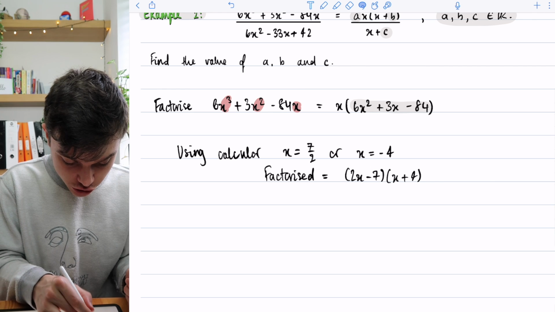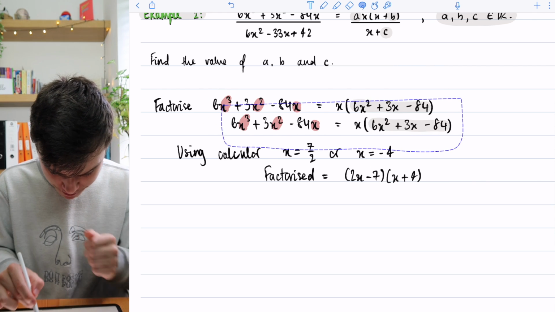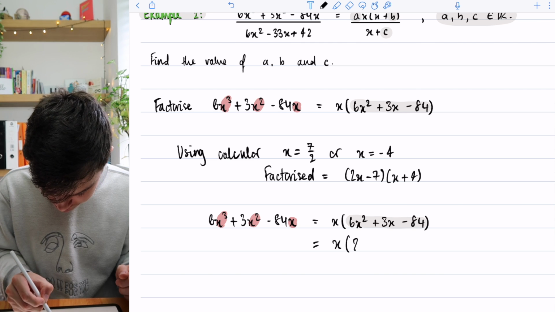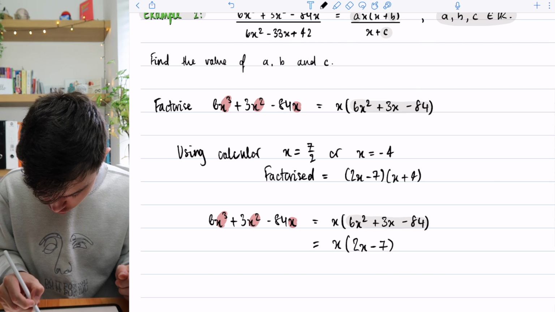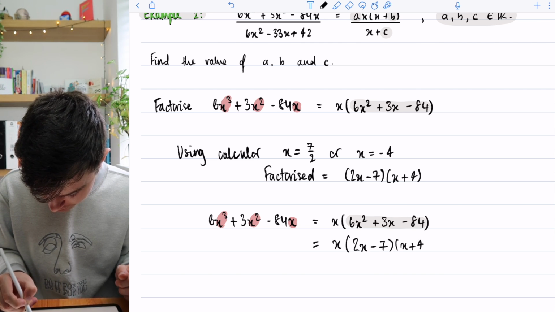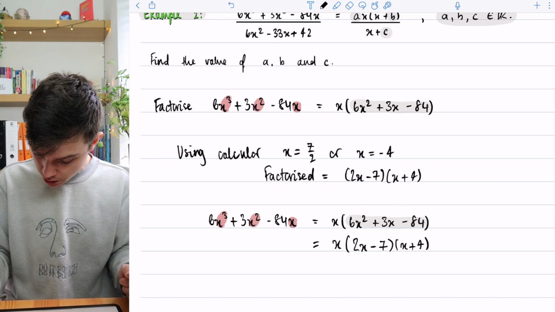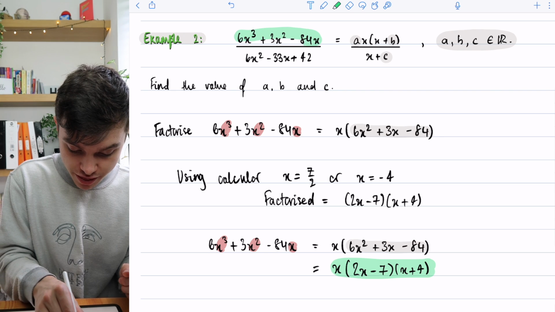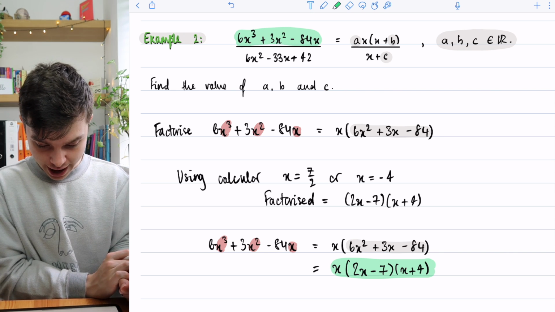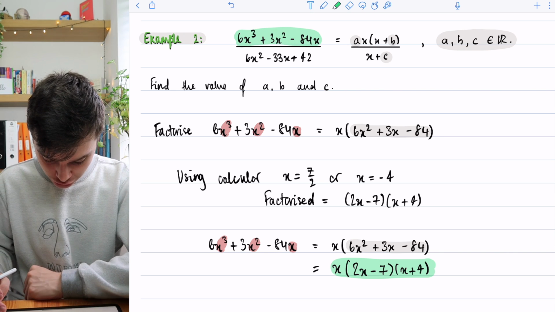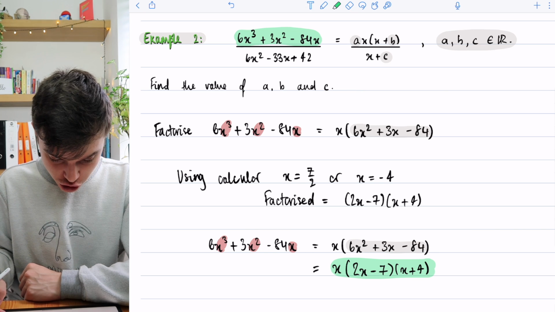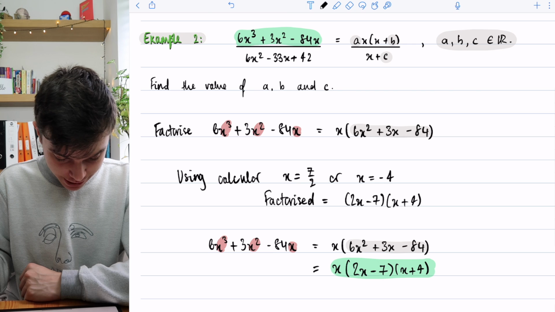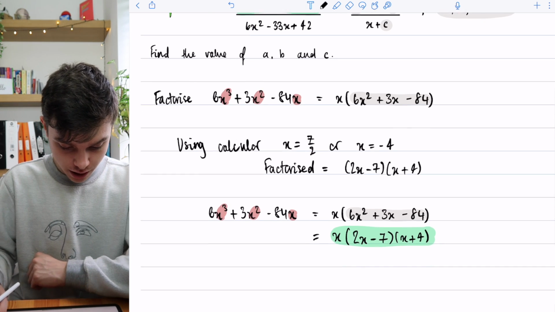So if I just duplicate this down here, that is the same as x times, and then the two brackets that I've used just to factorise the quadratic in grey. Okay, so I'm going to take that in green because I'm going to use that in a minute, and that's come from that cubic there. Okay, let's have a look at what we could do with the bottom then. So the bottom is a little bit different. It's just a quadratic on the bottom.